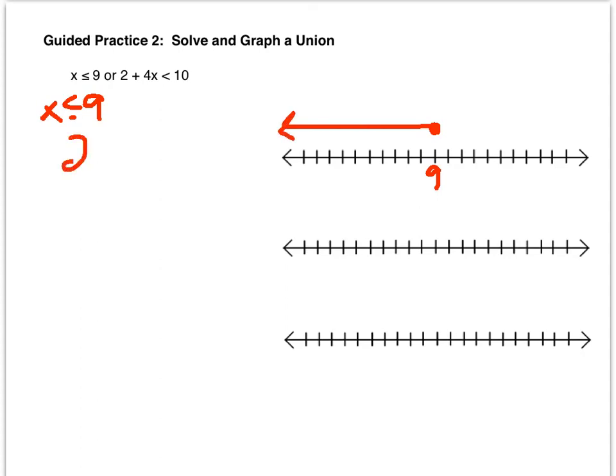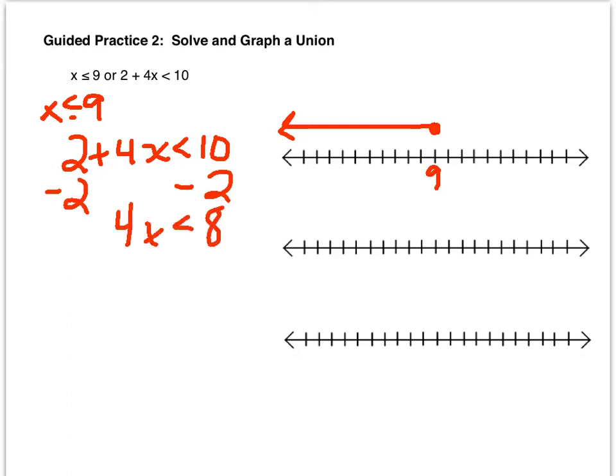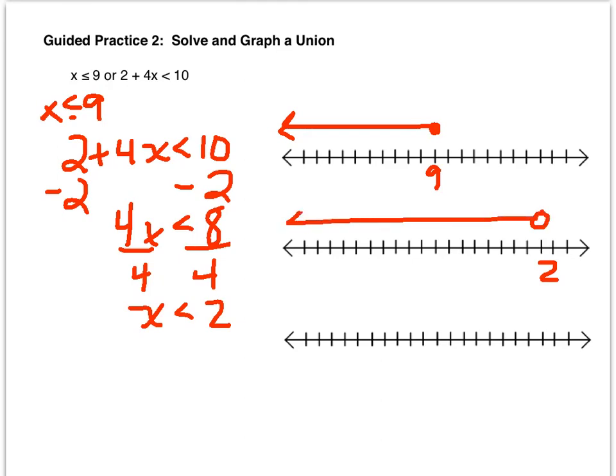We need to solve 2 plus 4x is less than 10, so we can graph it. So we'll subtract 2 from both sides. 4x is less than 8. Divide both sides by 4, and x is less than 2. So to graph it, we'd have a 2, and we're going to have an open circle, and all the numbers less than 2.